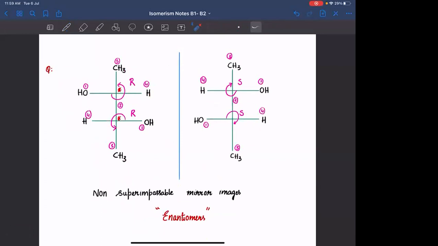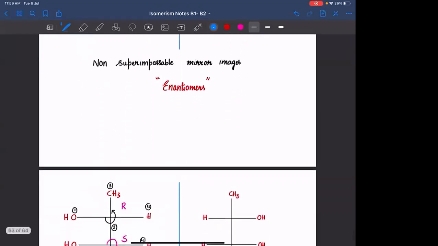Standard definitions which will be asked in your boards as well. They will ask what is a meso compound? What are enantiomers? Enantiomers are non-superimposable mirror images of each other. Okay, what is a meso compound? A meso compound is a compound which has chiral centers, but overall the molecule is achiral. Okay, clear hai?